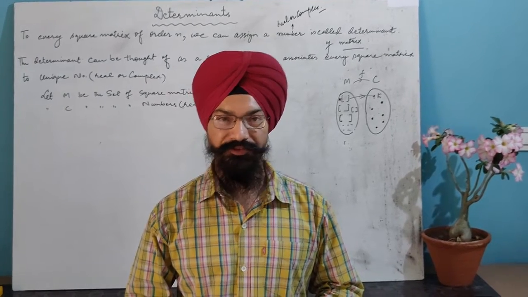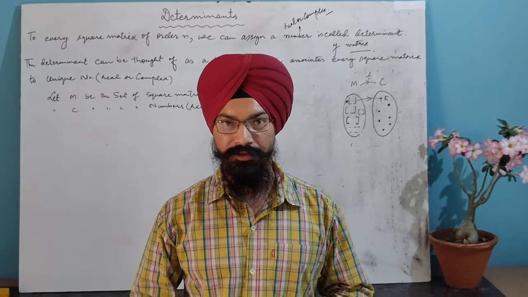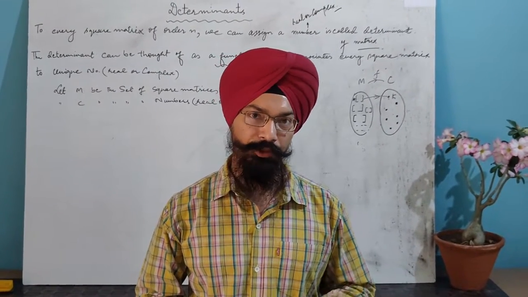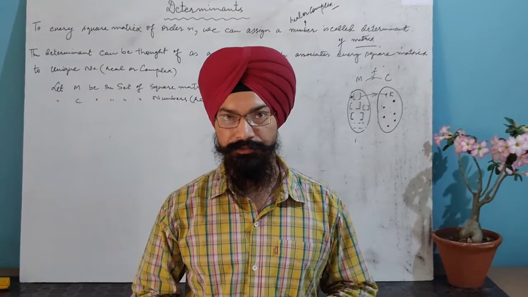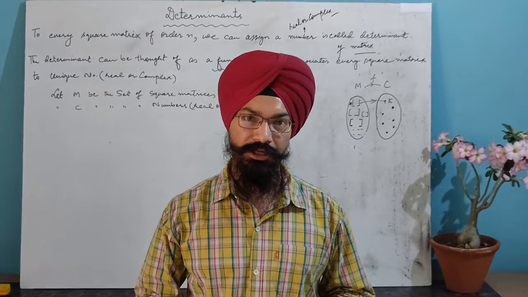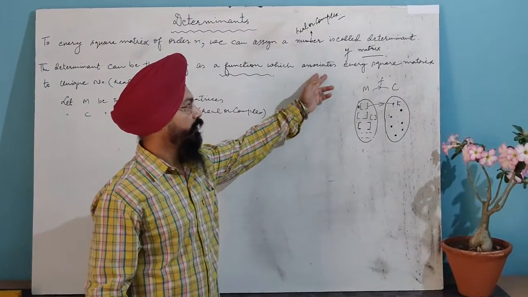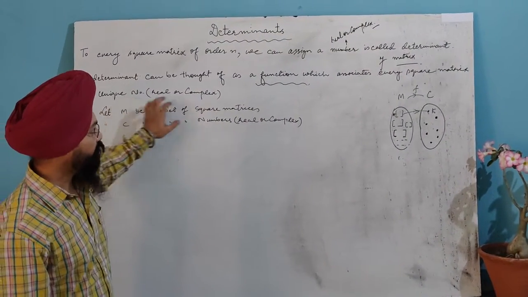Determinant. Today we will discuss it. To every square matrix, we can assign a number. That number may be a real number or a complex number. That is called the determinant. Now, determinant can be thought of as a function which associates every square matrix to a unique number. This can be thought of as a function.